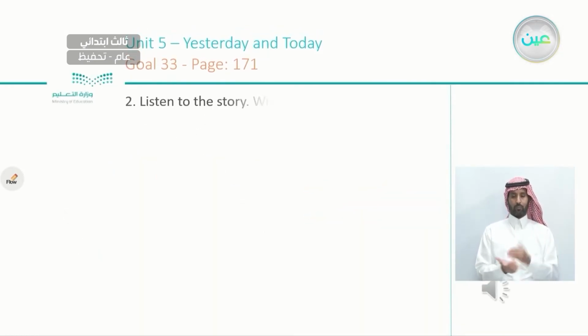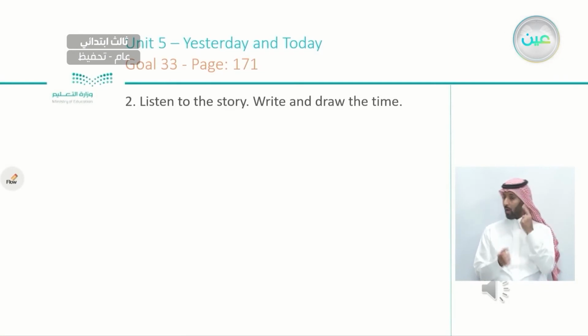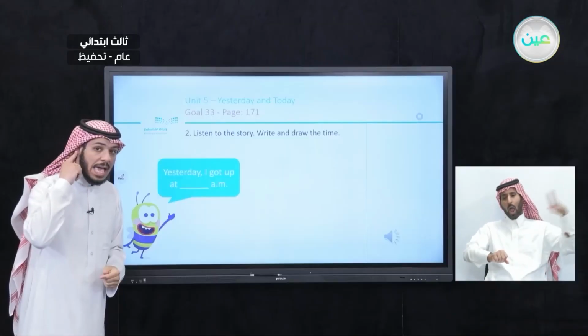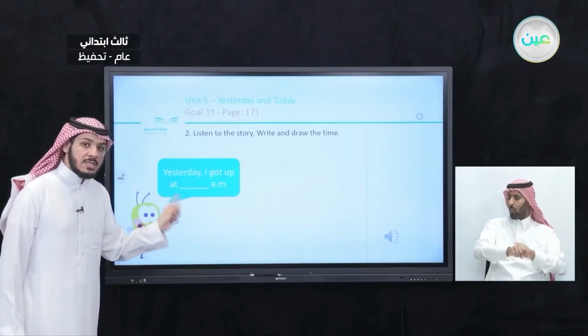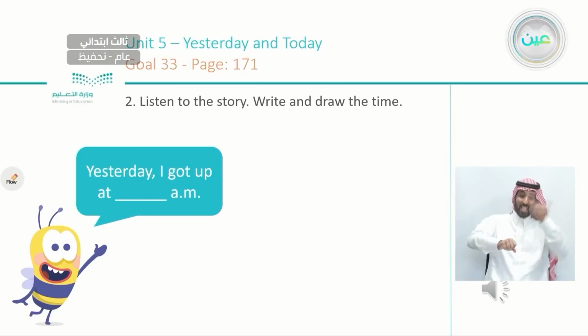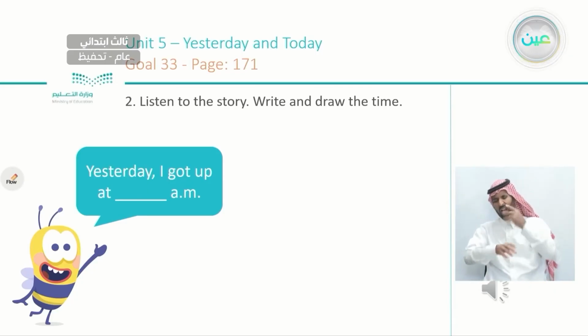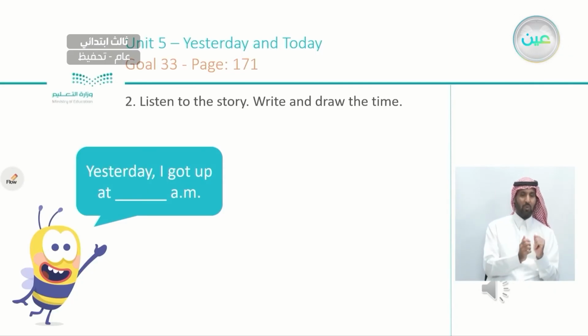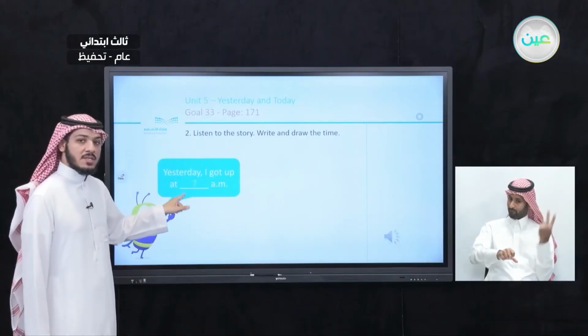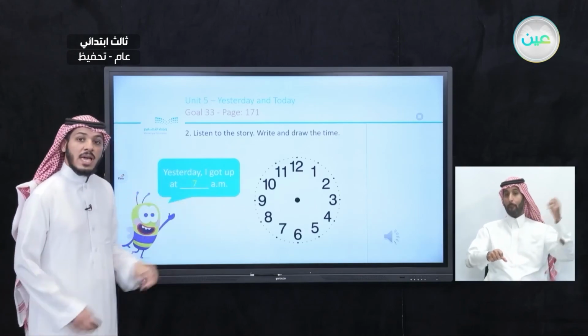Okay. The same page, number 2, listen to the story, write and draw the time. Okay, now we have a character here says what? Yesterday I got up at blank a.m. So listen and tell me what time did he say? Yesterday, I got up at 7 a.m. It was late, so I missed the school bus. Okay, what was the time here? Excellent, we have 7 a.m. a.m. means what? In the morning.